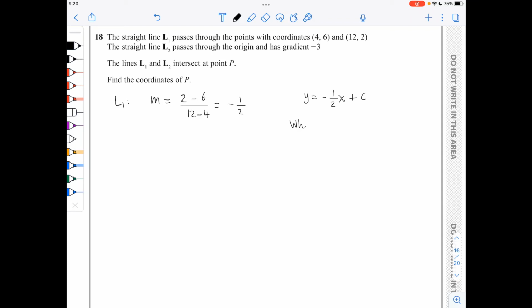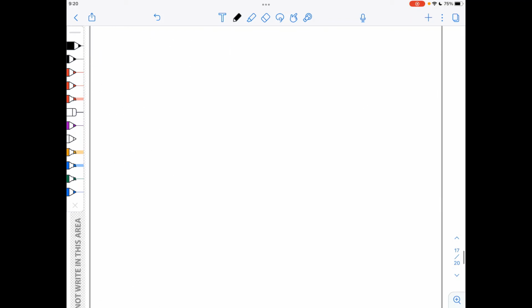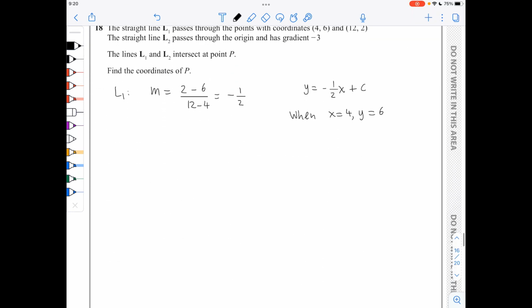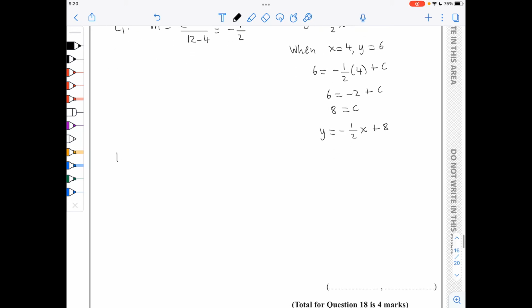Now when x is 4, y is 6, which means that 6 is minus a half times 4 plus c. 6 is negative 2 plus c, so we get 8 to be c. So y is minus a half x plus 8 is the equation of L1. L2 passes through the origin, it has a gradient of -3, so y equals -3x is the equation of L2. And now I will equate the two.